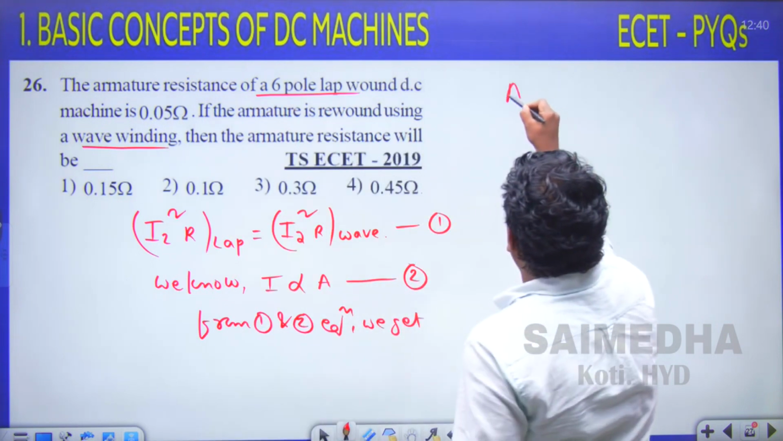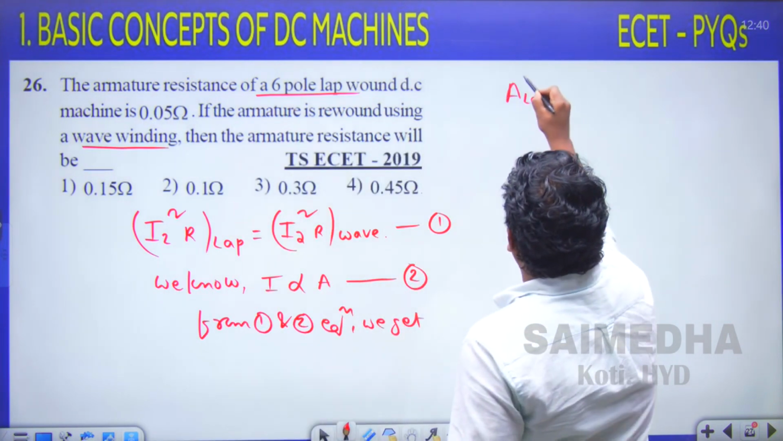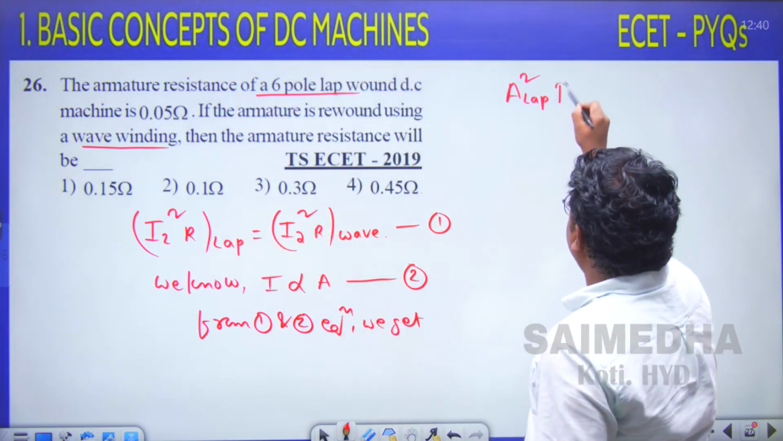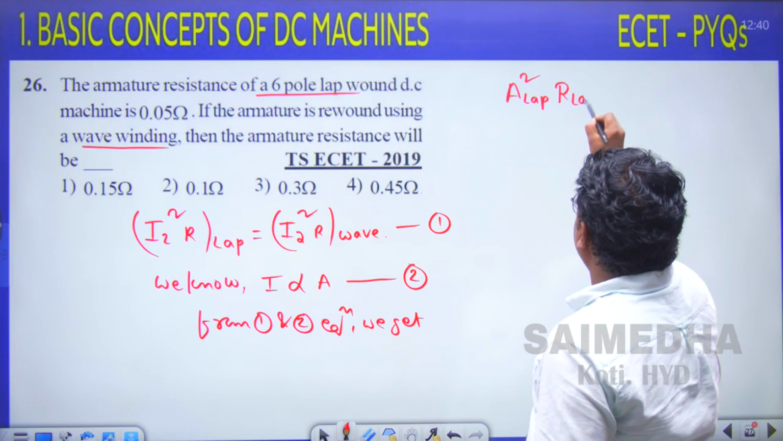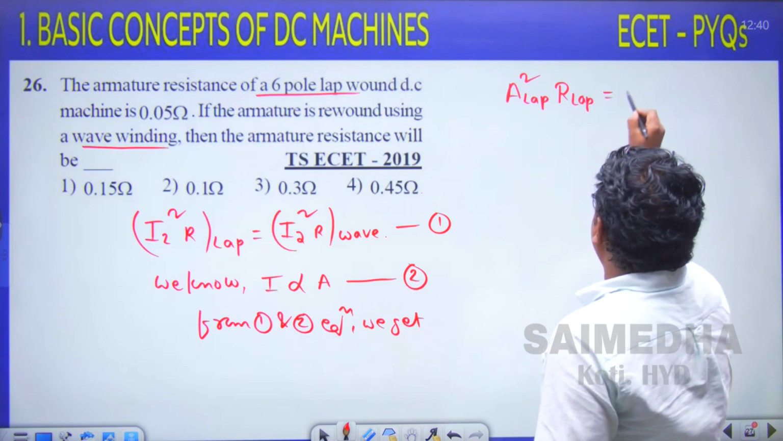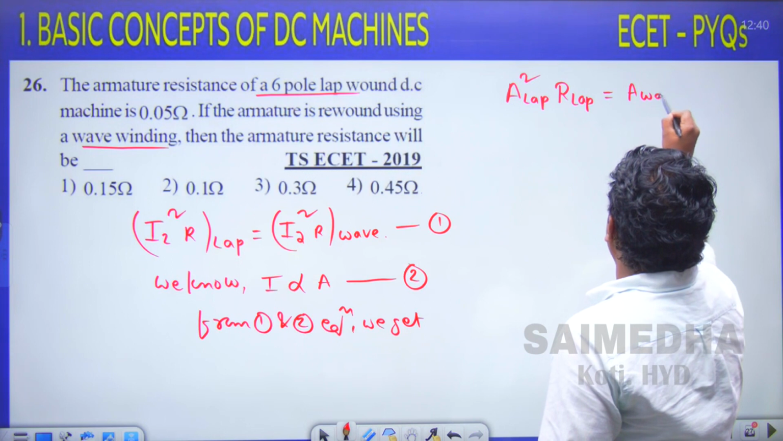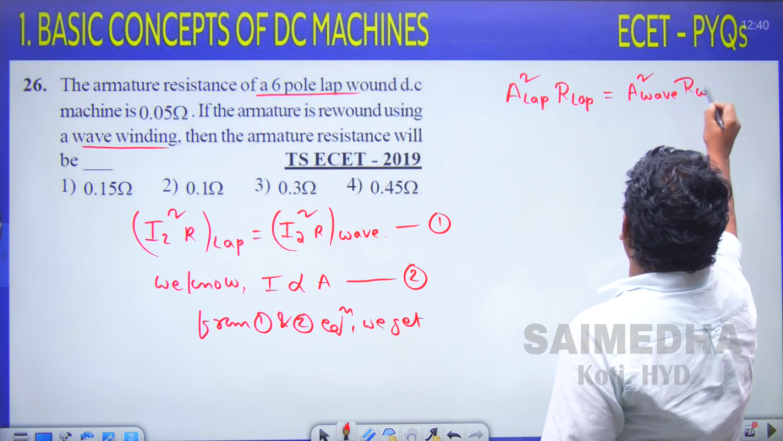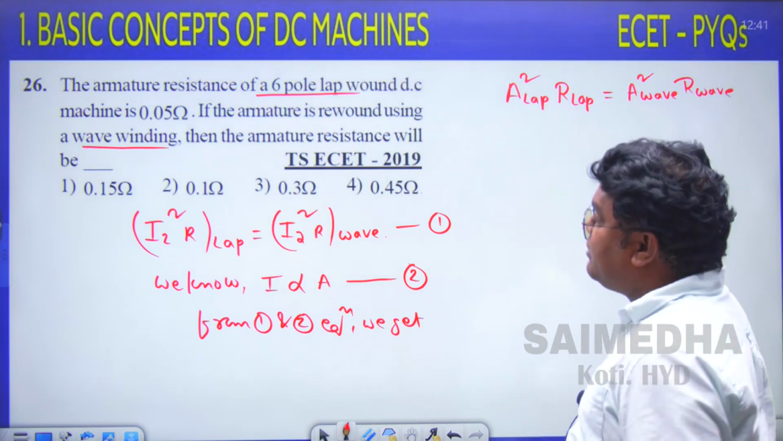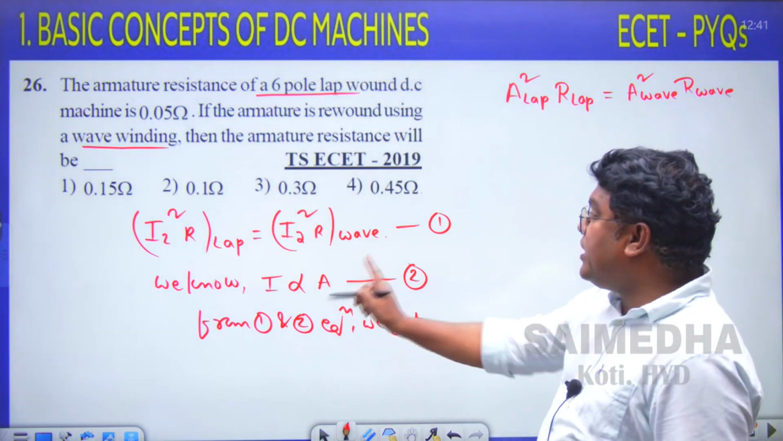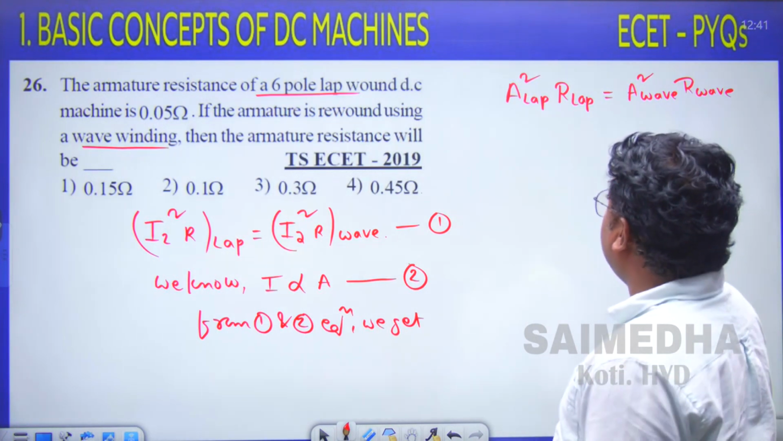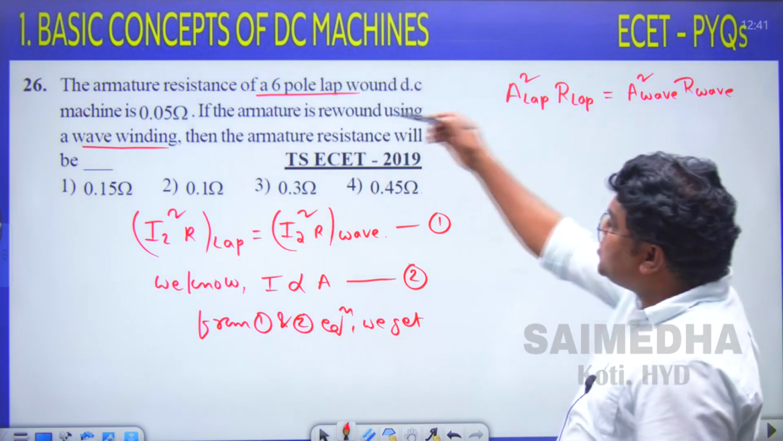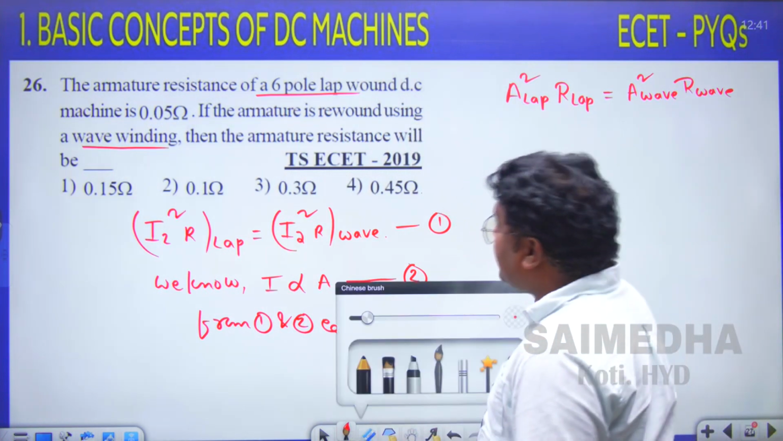The number of parallel paths in the lap winding squared, multiplied by the armature resistance in the lap connected winding, equals the number of parallel paths in the wave connected winding squared, multiplied by the resistance in the wave connected winding. So by using equations 1 and 2 we can get the parallel path relation and also the resistance relation. Now just substitute the number of parallel paths.